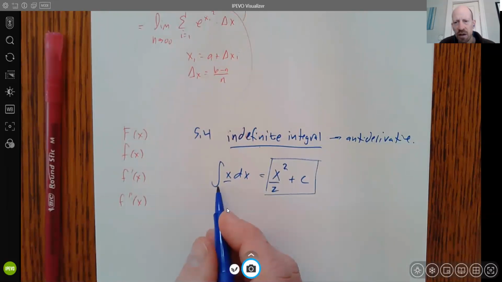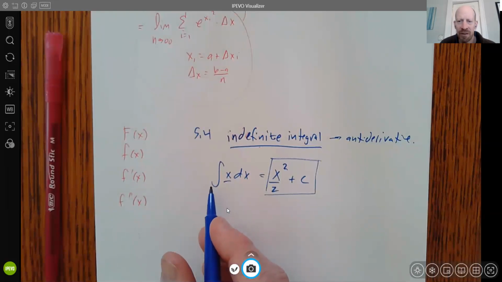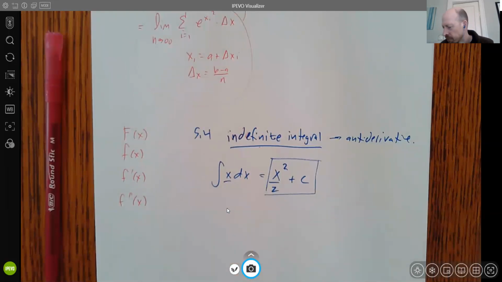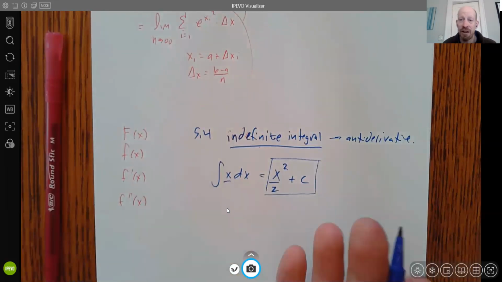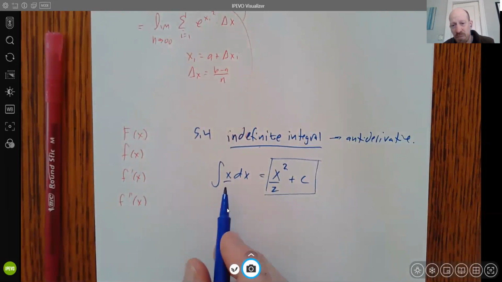The symbol here is used because it's pretty convenient. Without the symbol, it's a real pain to say, find the antiderivative of, or I have to define this as f or f prime and say find the previous function or something like this. This antiderivative symbol, this indefinite integral, is really handy.